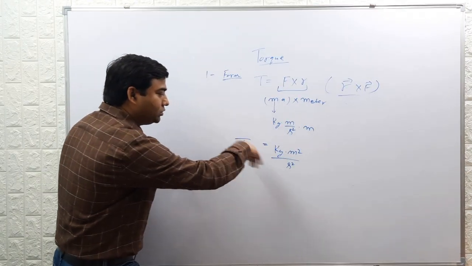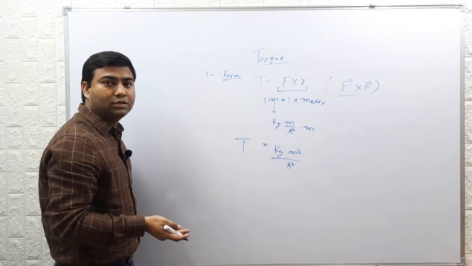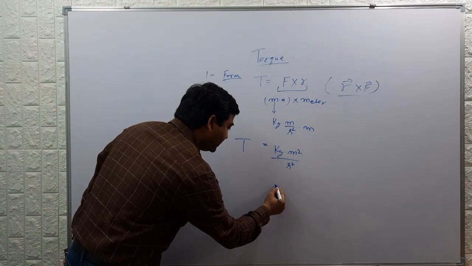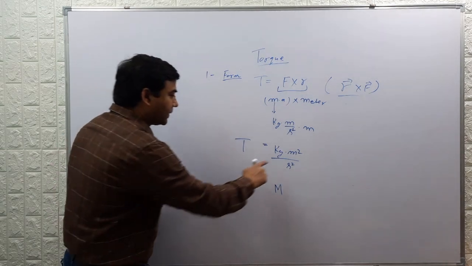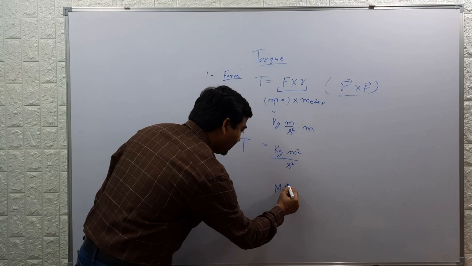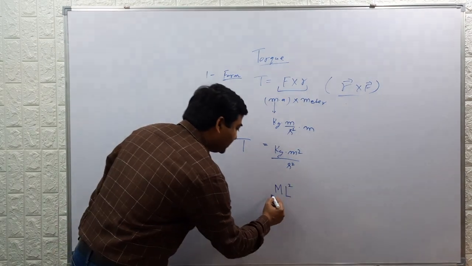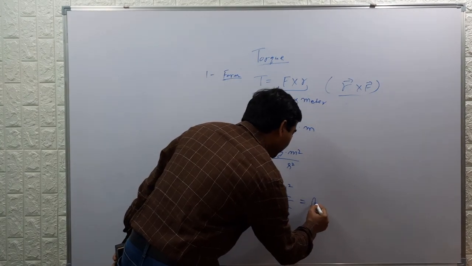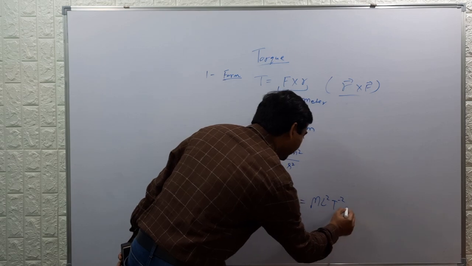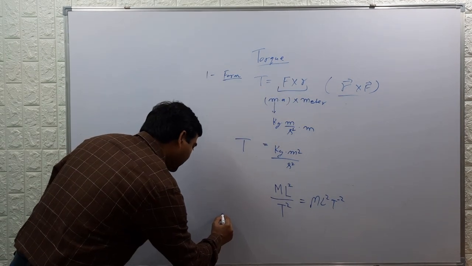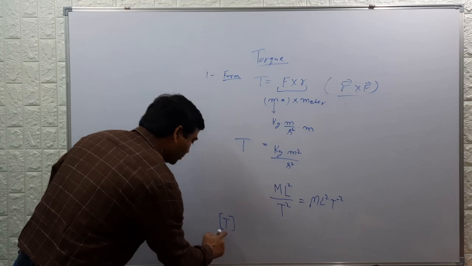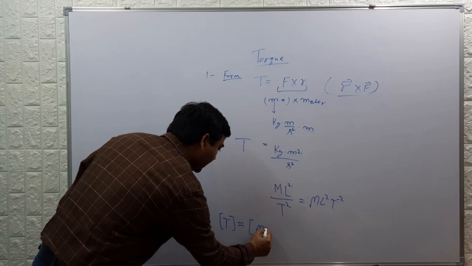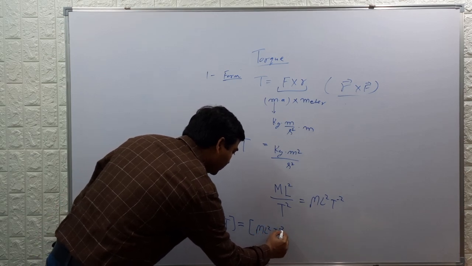Just replace these base units with their respective symbols used in the dimensional formula. Kilogram is the unit of mass, its symbol is M. Meter is the unit of length, its symbol is L. Second is the unit of time and its symbol is T. So it can be written as M L square T minus 2. And when we write down the dimension, we represent it with a bracket. So the dimension of torque is written as [M L^2 T^-2].